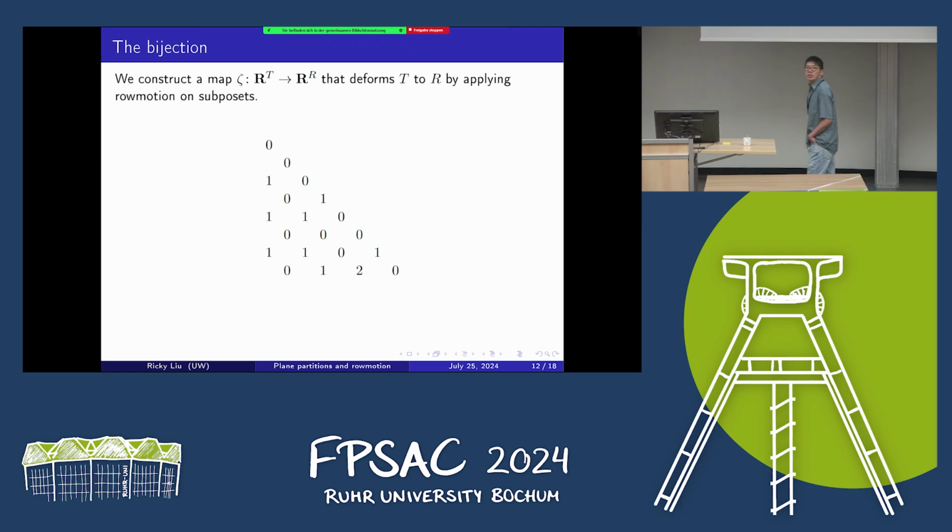Okay. So I promised you that we would describe a map between labelings of the chain polytope of the trapezoid and the chain polytope of the rectangle. Let me describe for you what this map is going to be. We're going to call this map zeta, and the basic building block is going to be rowmotion. So here's a labeling of a trapezoid. This, I think, is the trapezoid T45.